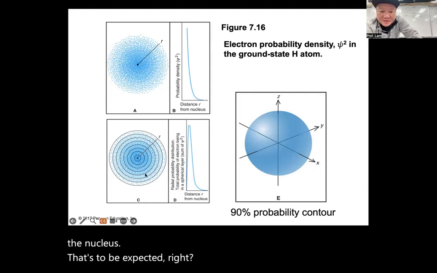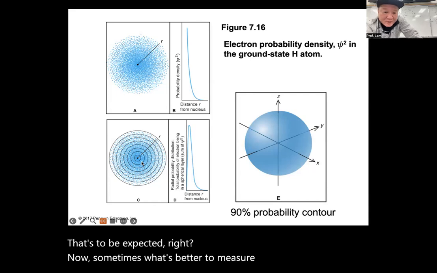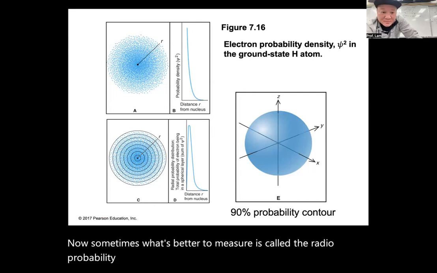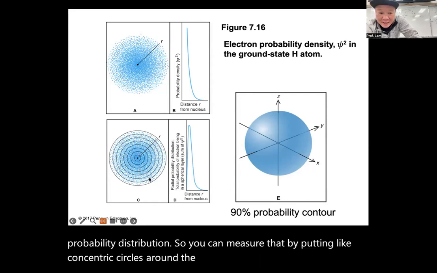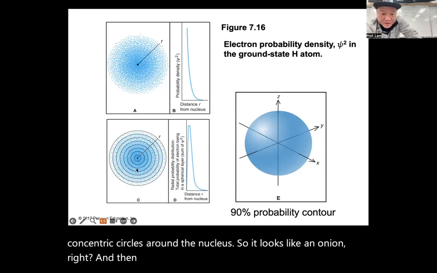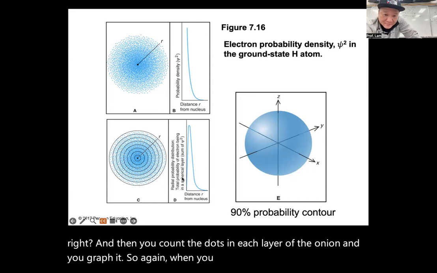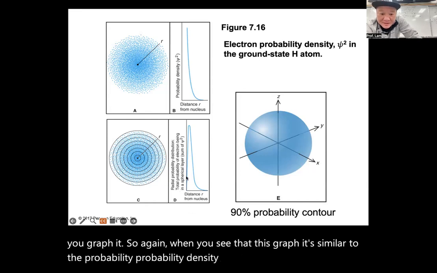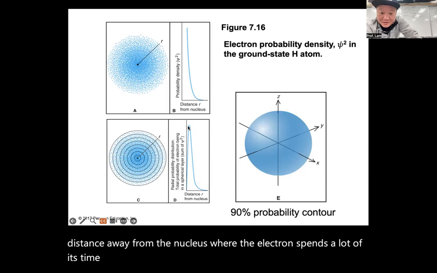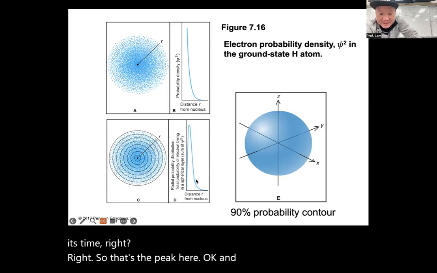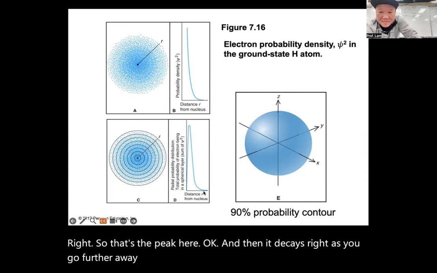Now, sometimes what's better to measure is called the radial probability distribution. You can measure that by putting concentric circles around the nucleus, so it looks like an onion, right? And then you count the dots in each layer of the onion and you graph it. So again, when you see this graph, it's similar to the probability density, except that there is a distance away from the nucleus where the electron spends a lot of its time. So that's the peak here, okay? And then it decays as you go further away from the nucleus.